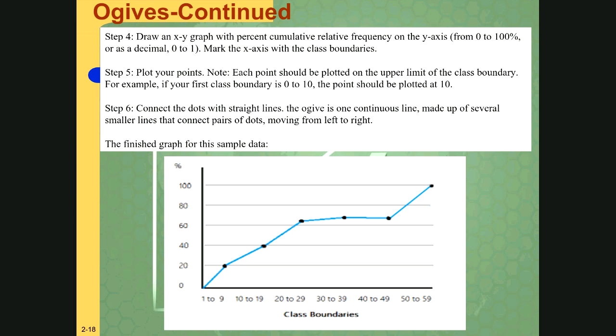And the next one, your cumulative, you're adding it up. Remember, these are frequencies. You're adding it up, so it eventually adds up to 100 or 1. You connect the dots with straight lines. The ogive is one continuous line made up of several smaller lines that connect pairs of dots moving from left to right. At the bottom, this is your graph.